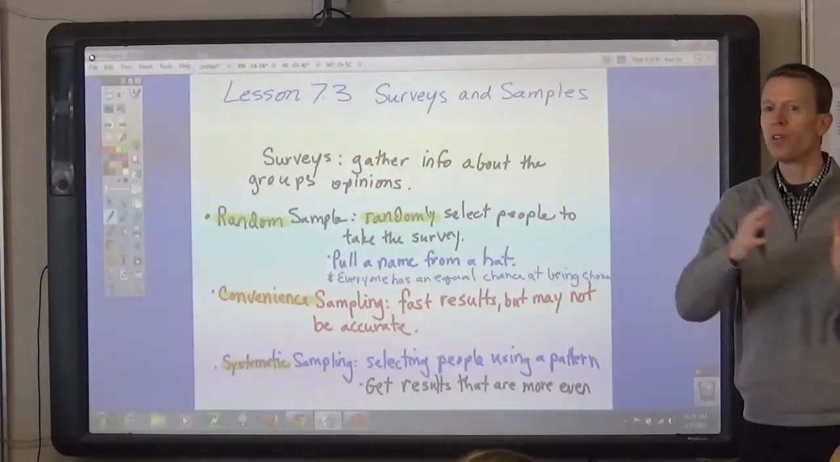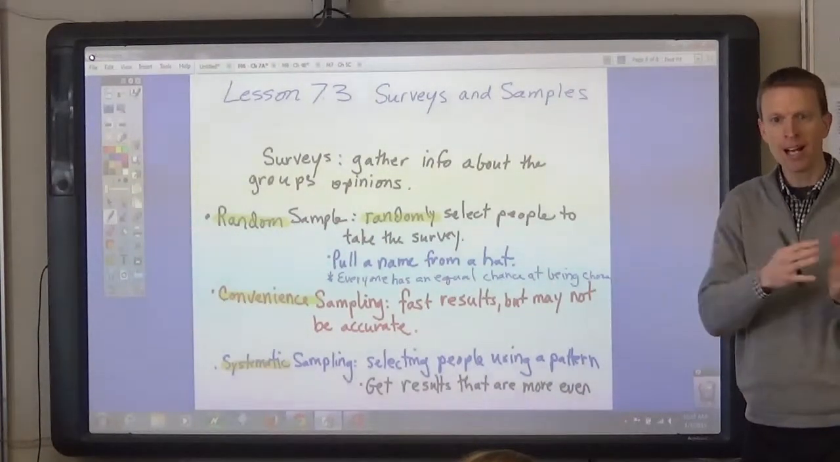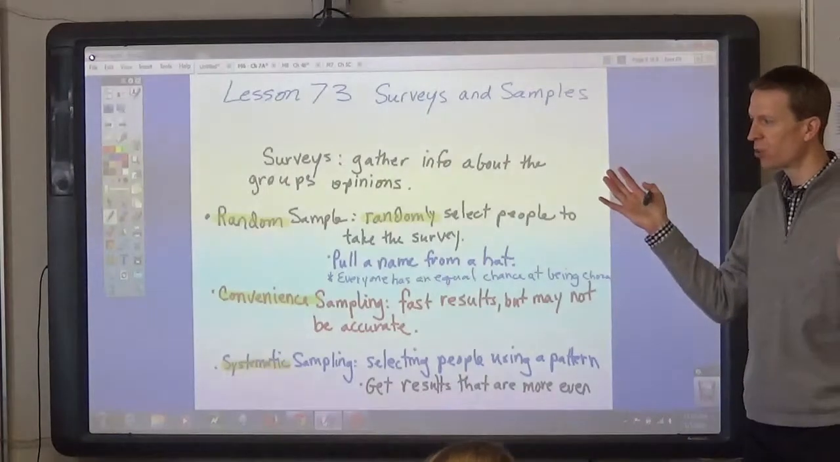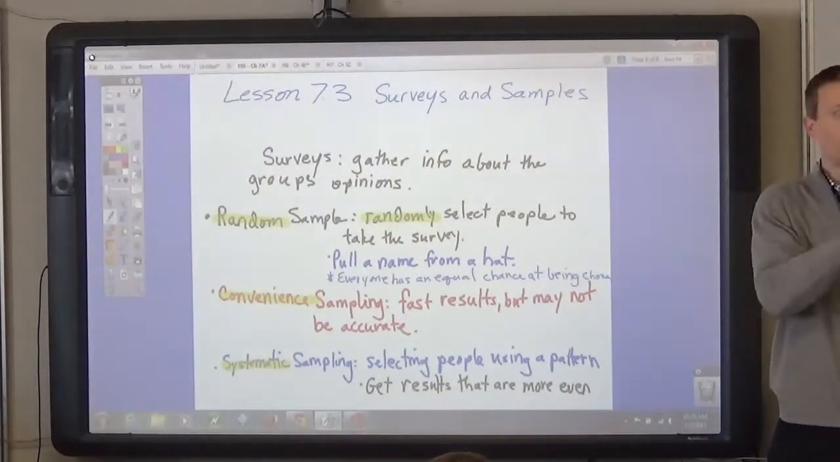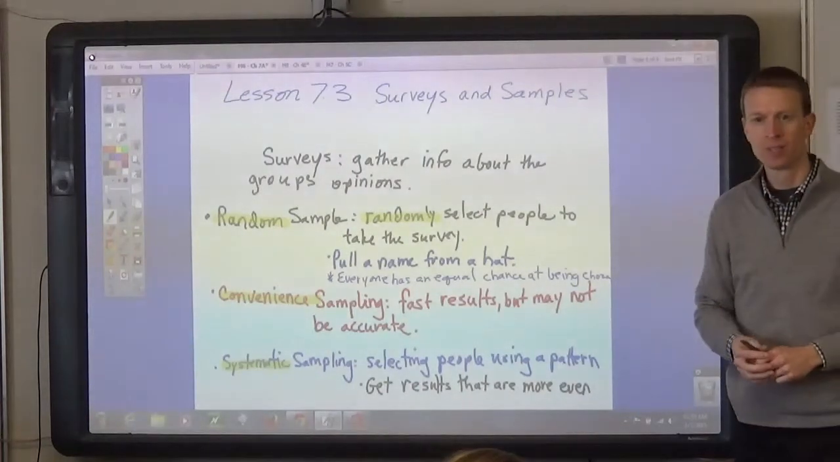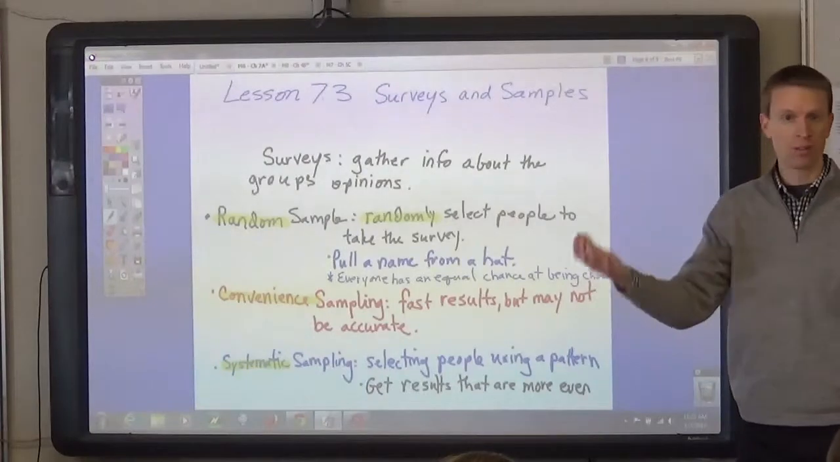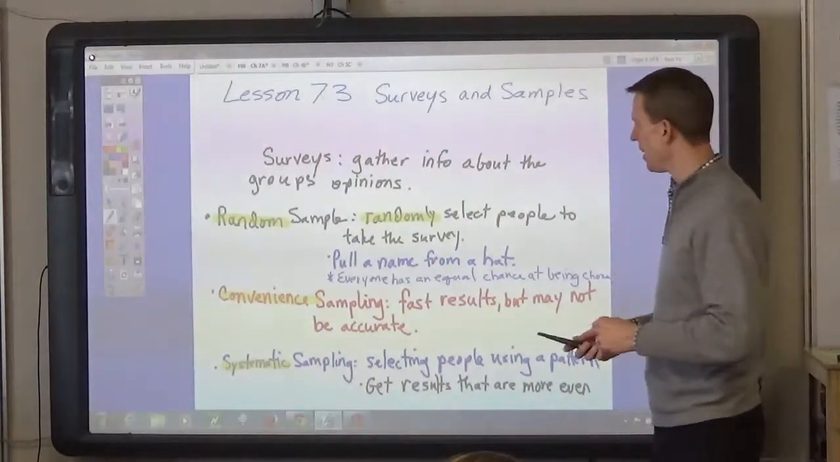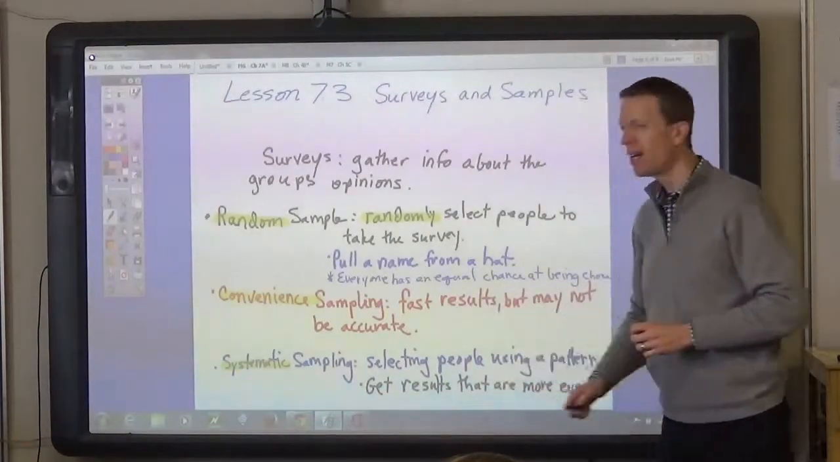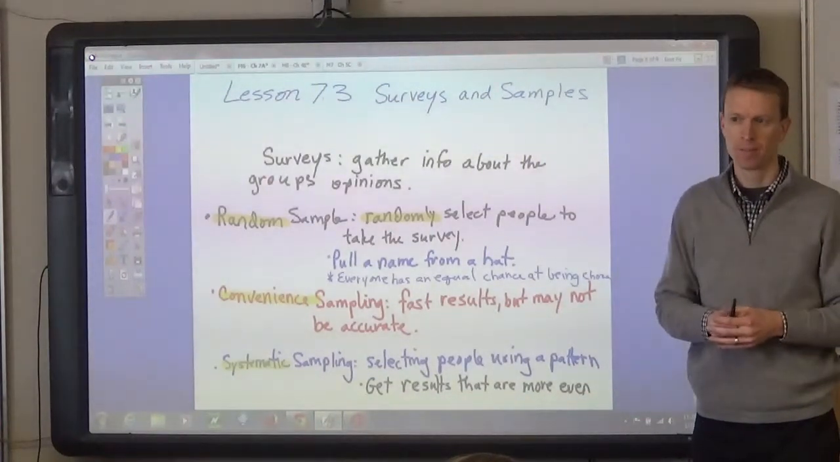Now, what if it's only 5th graders? That's a convenience sample, but does that necessarily represent the whole school? No. So we can get quick results by going to whoever's in the lunch line and asking them all. We can get probably an equal number of boys and girls. But in a convenience sample, that may not be accurate. Okay? It may be accurate, but it may not be.